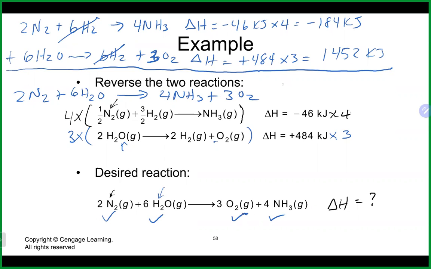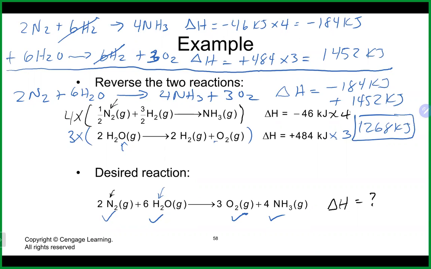Now for our delta H for this equation, we're simply going to add our values together. That would give us minus 184 plus 1452, so that is going to give us a value of 1268 for our delta H value. Would this be endothermic or exothermic? This will be endothermic, so positive values, so energy overall is being absorbed. Questions on that? In this case, we did have to multiply, and we want to keep track of what we need to do and how the delta H values change. Any questions on that one?